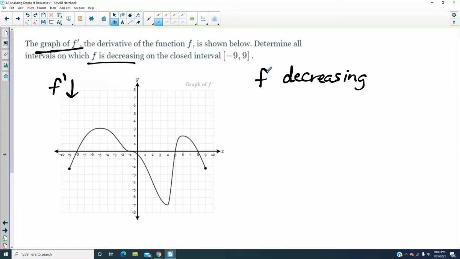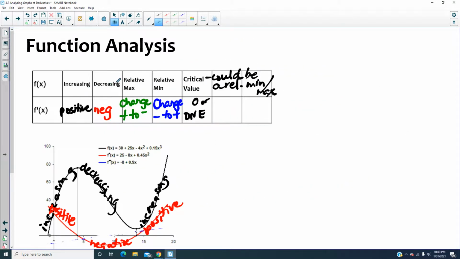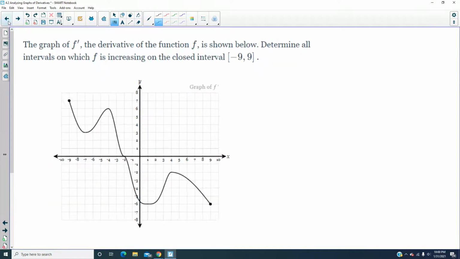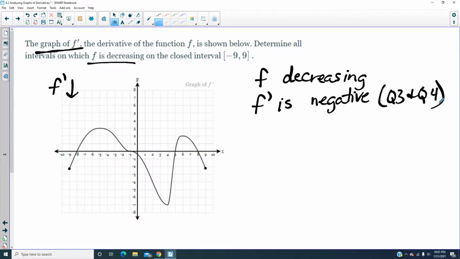But I'm not given the graph of f, I'm given the graph of f prime. So f is decreasing whenever f prime is negative, you might want to refer back to that table. F is decreasing whenever f prime is negative. When a function is negative, it'll be in quadrant 3 or quadrant 4. So I just need to look for those parts.